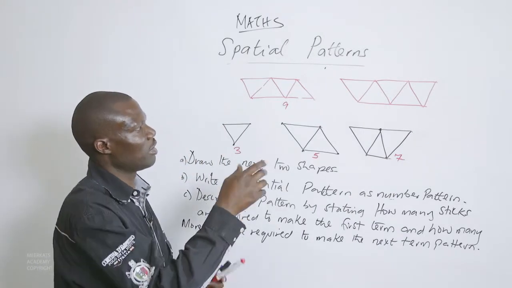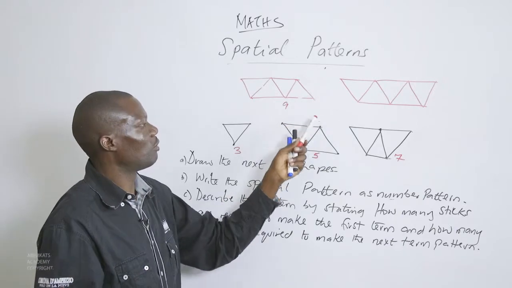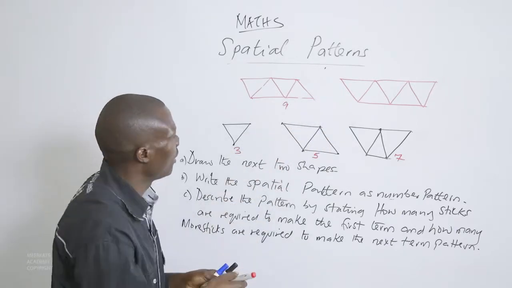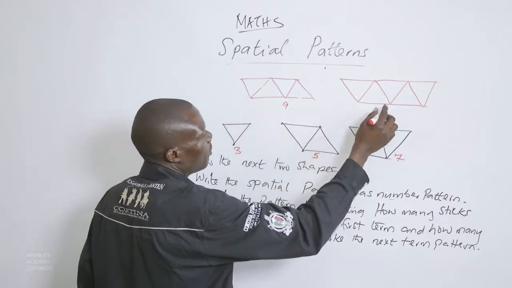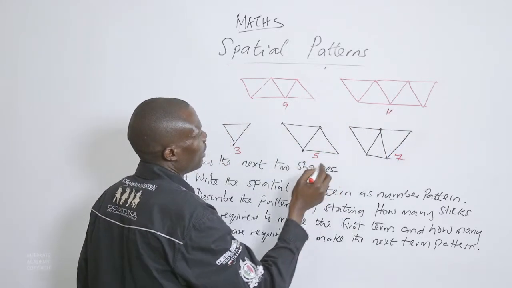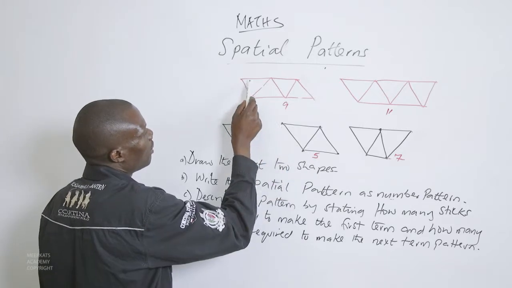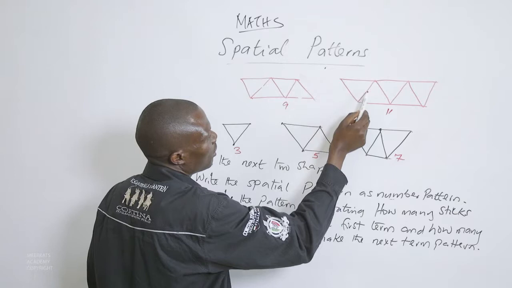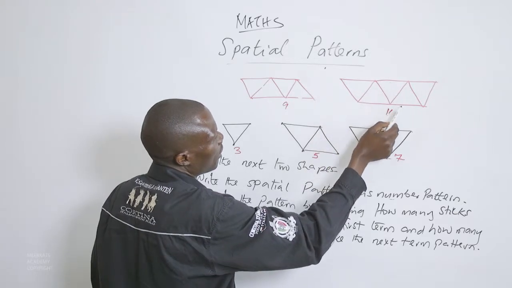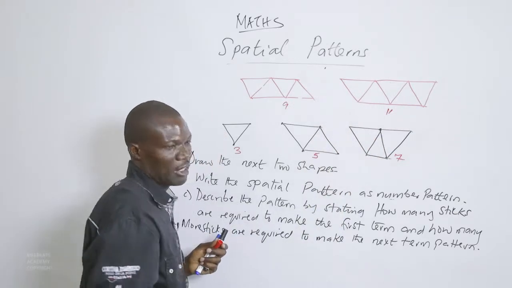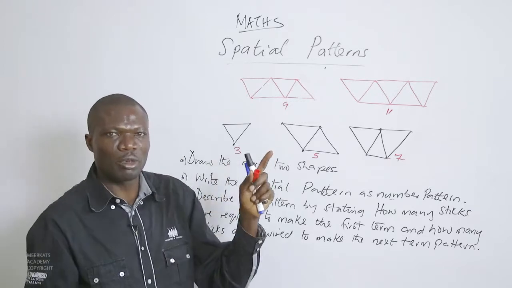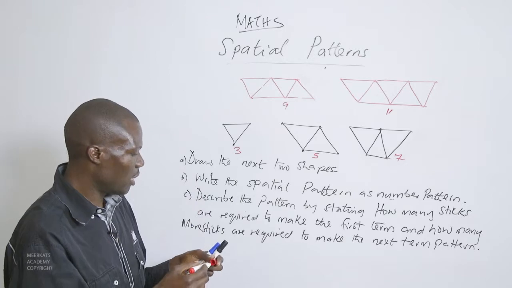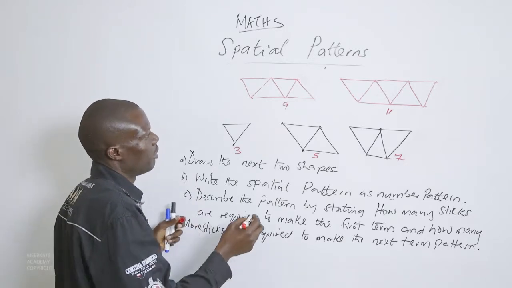So what I had given is the 5th and 6th. But for the next 4th and 5th, this one will be the 4th and this one will be the 5th. I expect it to give me about 11. So let's confirm: 1, 2, 3, 4, 5, 6, 7, 8, 9 sticks. 1, 2, 3, 4, 5, 6, 7, 8, 9, 10, 11. So the spatial pattern is giving us the number pattern in the form of the following.